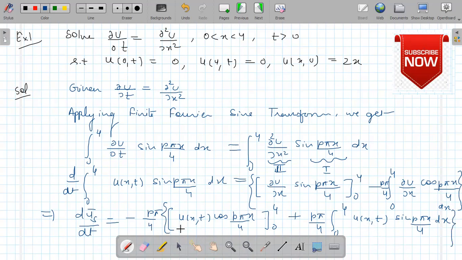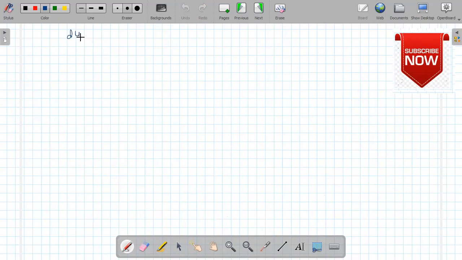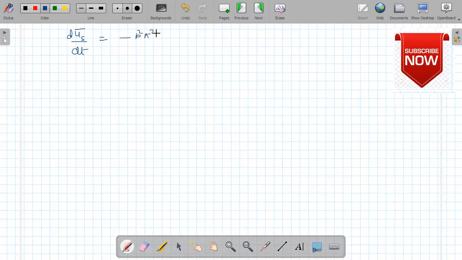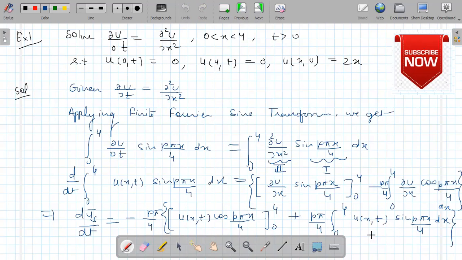So we need the value of u(4,t), which is 0, and at the lower limit this will be u(0,t), which is also 0, so this whole term vanishes, and we are left with d u_s bar over dt is equal to minus p square pi square over 4, and this expression is nothing but u_s bar.